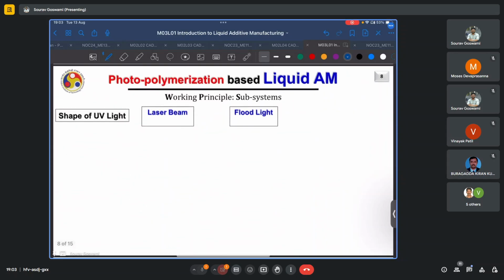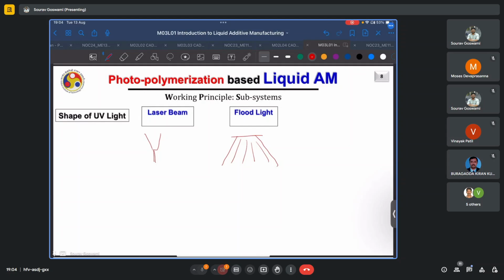A second subsystem is the shape of the UV light. So it can either be in the form of a laser beam, that is, you have one very sharp beam which illuminates the surface. Of course, utilizing something like galvanometers, we can deflect this beam over the entire region and cover the region. Or you have the floodlight, where you are simply illuminating the entire region at once. You are filtering out the undesirable and desirable regions utilizing a filter. Depending on the type of photoresist, whether it is a positive photoresist or negative photoresist, the suitable area will get cured.